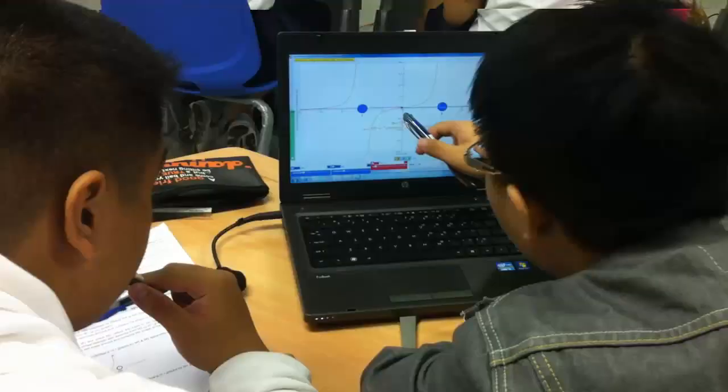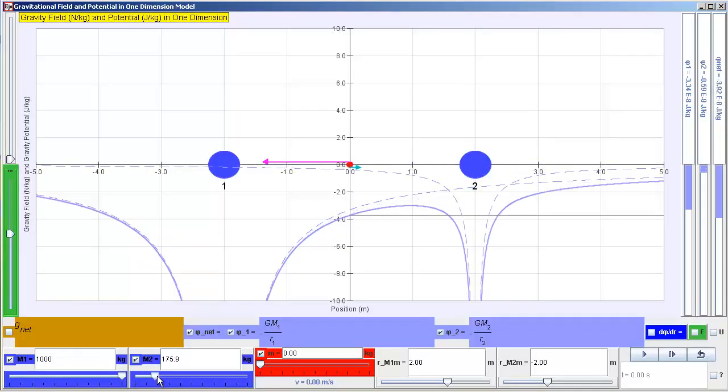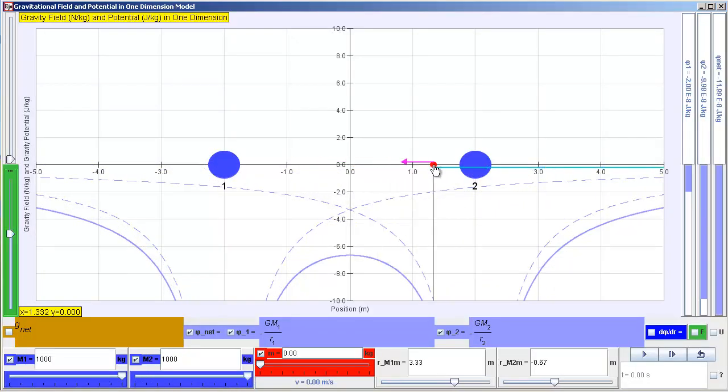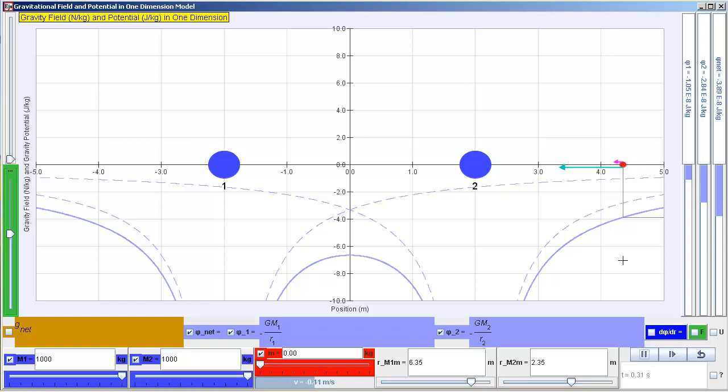This learning has enriched me because I get to experiment on my own and I can move the point mass around so that I can see the different changes in this simulation. So I find it quite effective and quite interesting for the student.